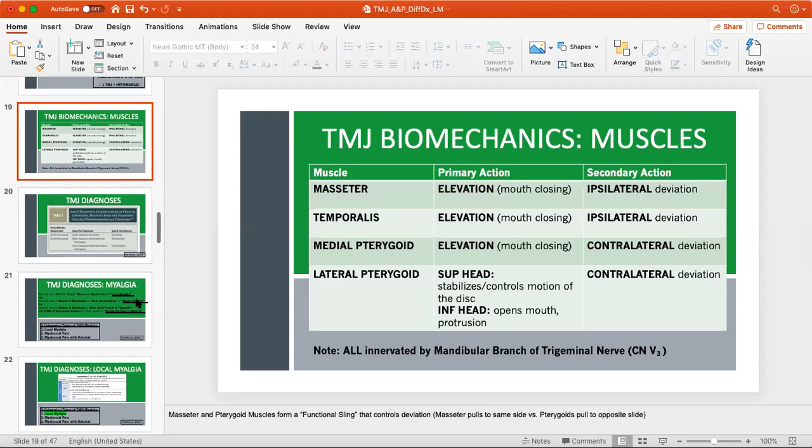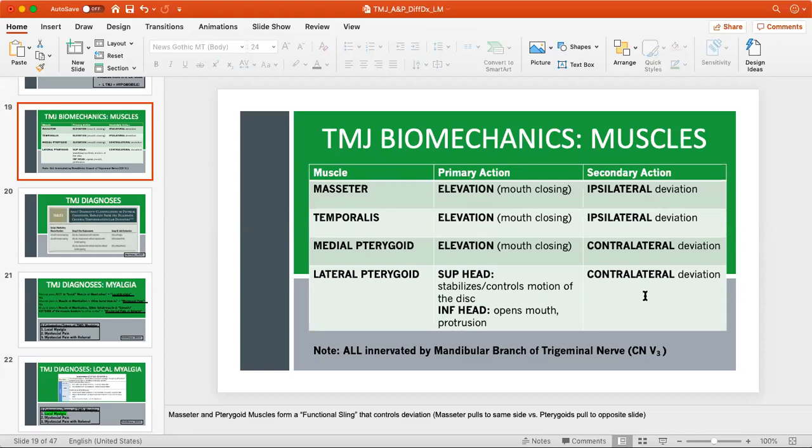The other thing we want to think about is, are there muscles that are restricting that particular motion? If we see decreases, if we don't see 40 millimeters of opening, 10 millimeters of protrusion, 10 right and left lateral deviations, could it be a muscle restriction versus a joint restriction? So here are the normal muscle actions of these four main muscles of mastication. Elevation is performed by all of them, really, primarily these three. Lateral pterygoid is a little bit more complex, so I'll let you read through that. But what I really want to highlight are these secondary actions and these deviations or lateral motions.